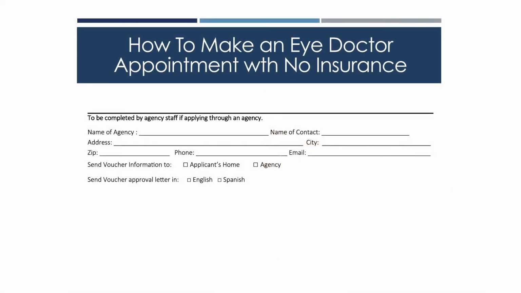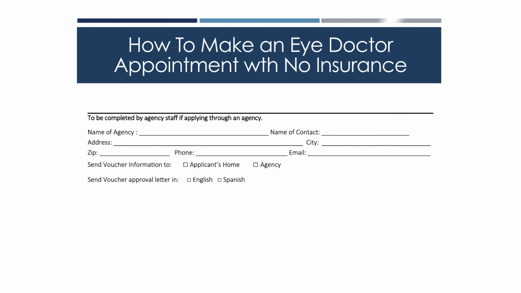The bottom section is for our partners. A partner can fill out the bottom piece and include information such as if they would like to receive a copy of the approval application or if the application is needed in Spanish or in English. And then we can send that directly to the client in the language that they need.